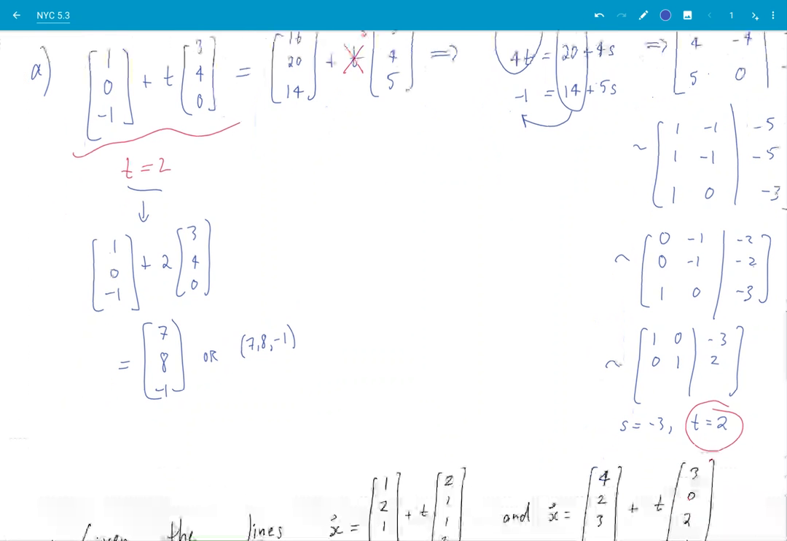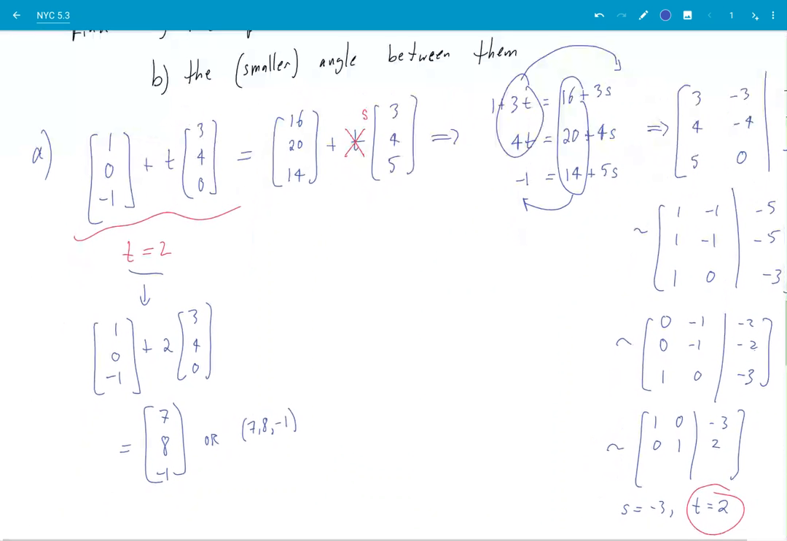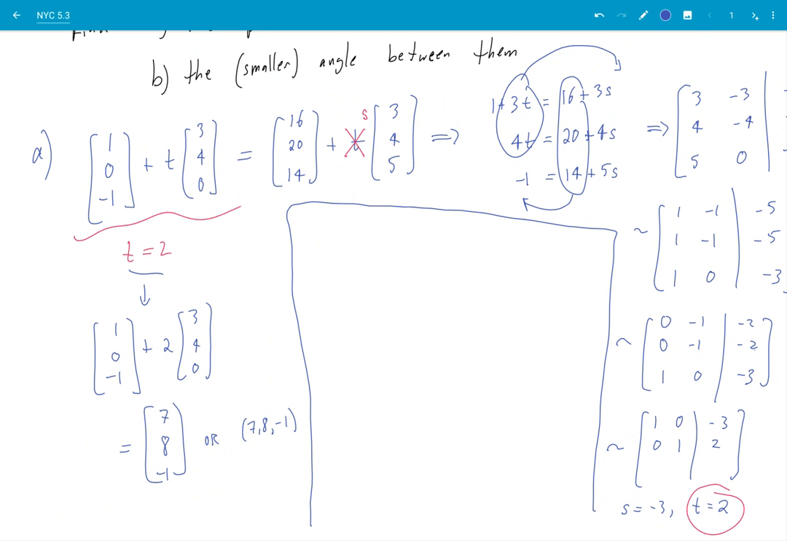Now, part B, have I given myself any space? I have not given myself any space. What is the angle between these two lines? Well, the idea is you have these two lines, L1, L2, and you have the smaller angle between them.